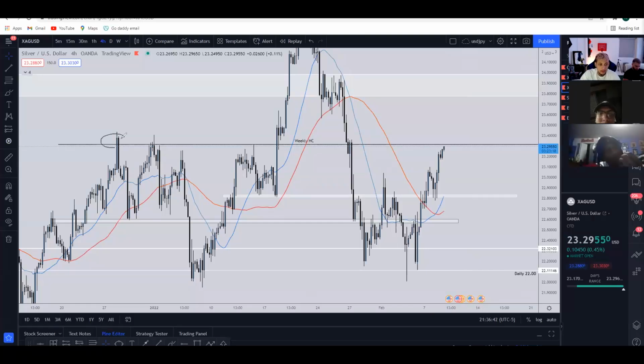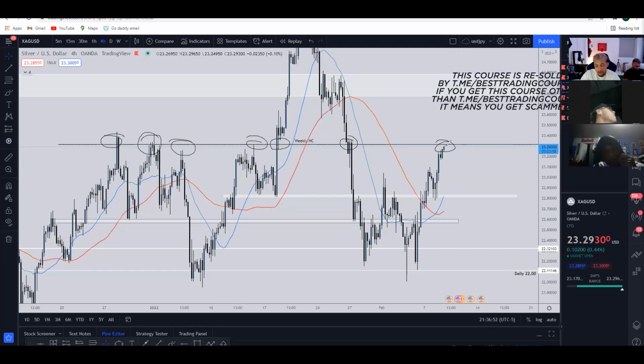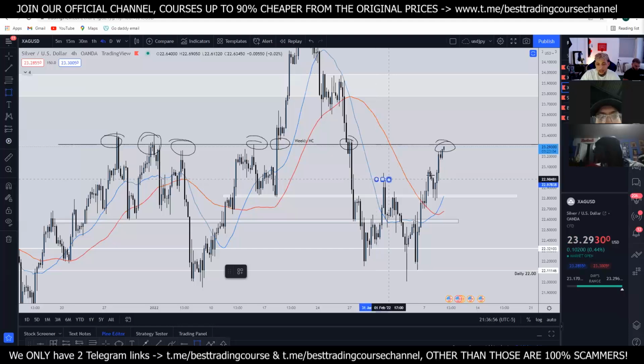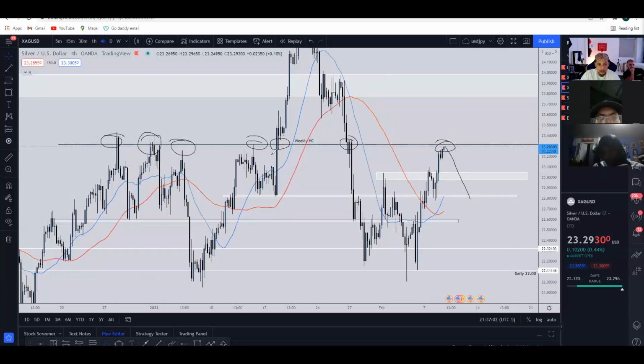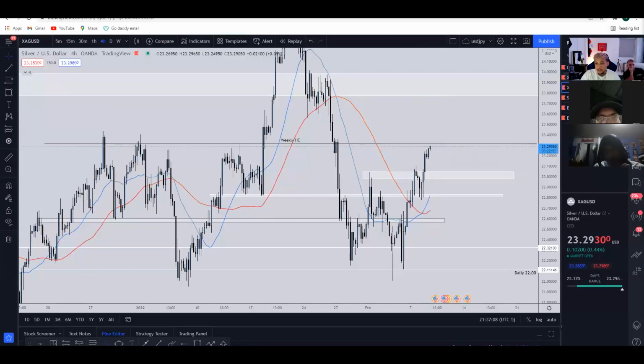But I am expecting there to be some selling pressure within this area because of how price has reacted at this area before. So I'm going to be expecting some selling pressure, and we could potentially see price come back down. Where could we see price come back down? We could see price potentially come back down into these highs over here, or price can even come all the way back down into our level of support again, just like what happened over here. So at this point in time, it's kind of just a waiting game with silver.